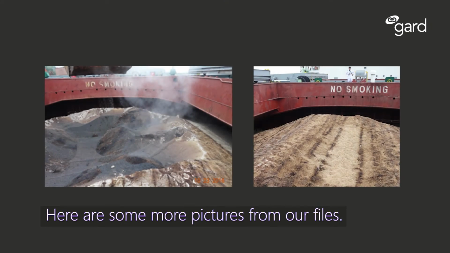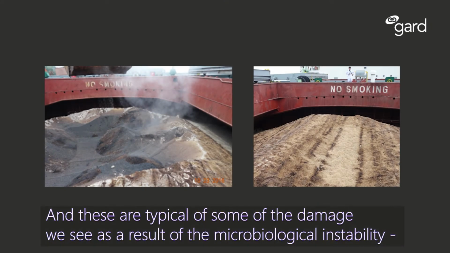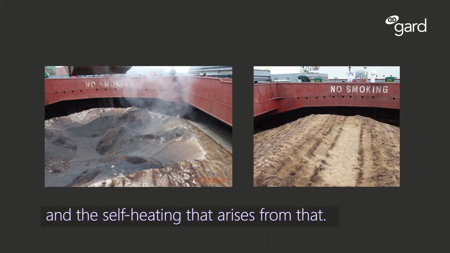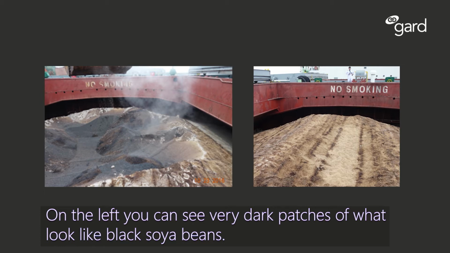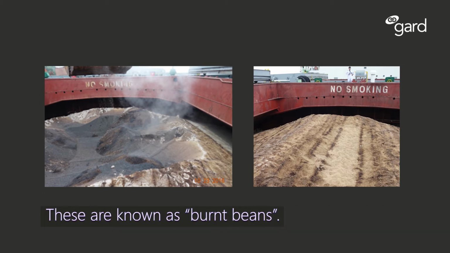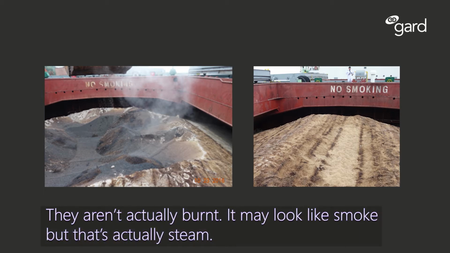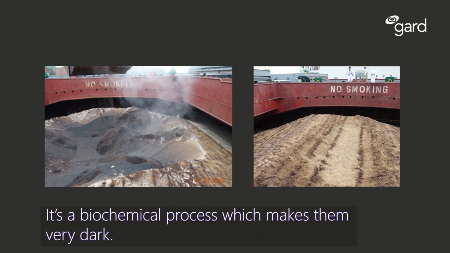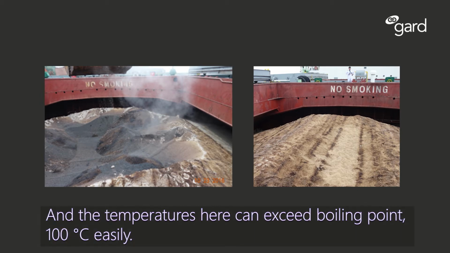Here are some more pictures from our files, and these are typical of some of the damage that we see as a result of the microbiological instability and self-heating that arises from that. Now, the photograph on the left, you can see very dark patches of what look like black soybeans. These are known as burnt beans. They aren't actually burnt. And it may look like smoke, but that's actually steam. It's a biochemical process which makes them very dark. And the temperatures here can exceed boiling point, 100 degrees, easily.